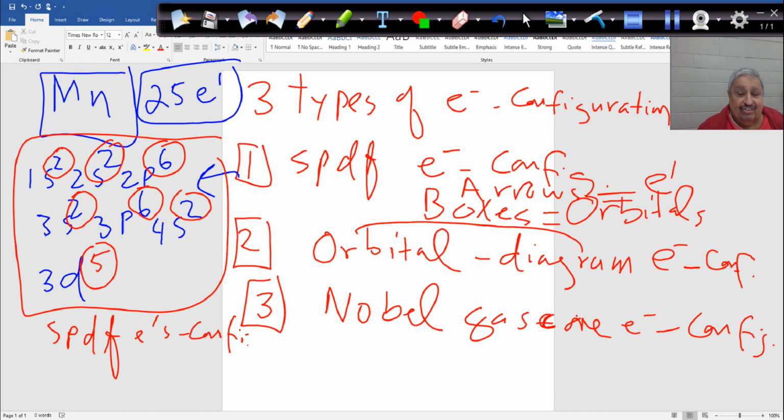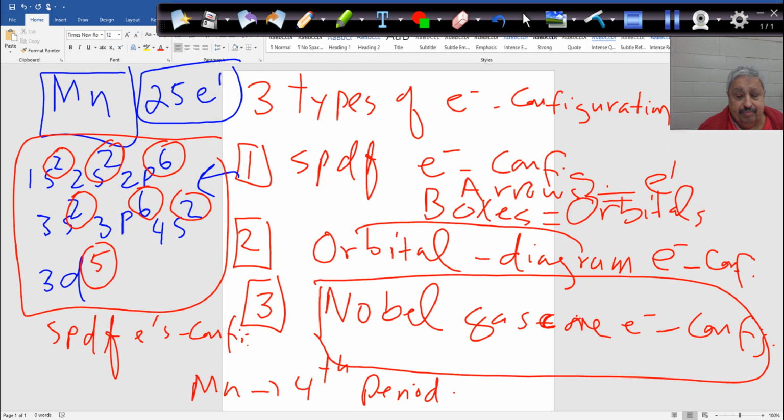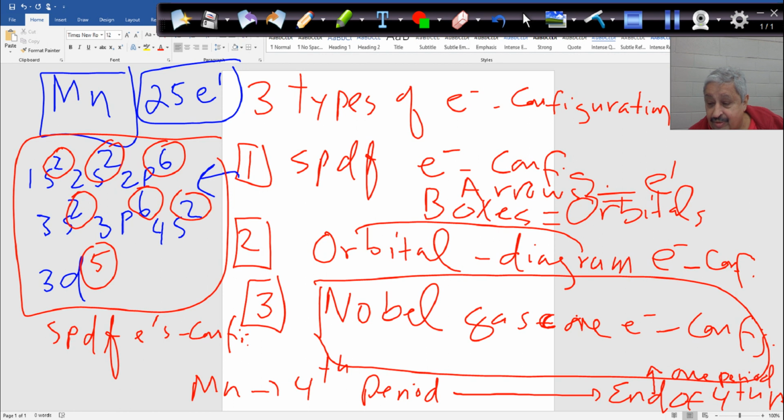Well, this is time consuming, so I will go first with the noble gas configuration. Can I use it? Yes. I go for manganese. Where is manganese? Manganese is in the 4th period. I go from the 4th period all the way to the end of it, which is the noble gas krypton. I go one period up. This is argon. How much is argon? Look, 18.